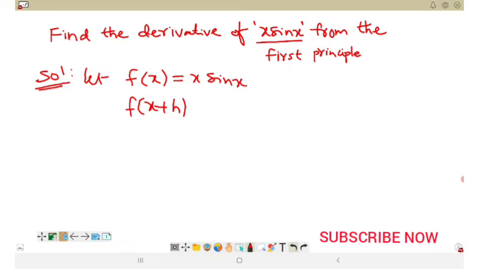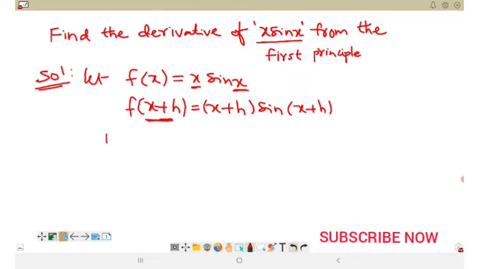Now substitute here x equals x plus h. So substitute x equals x plus h. So x plus h into sin of x plus h.